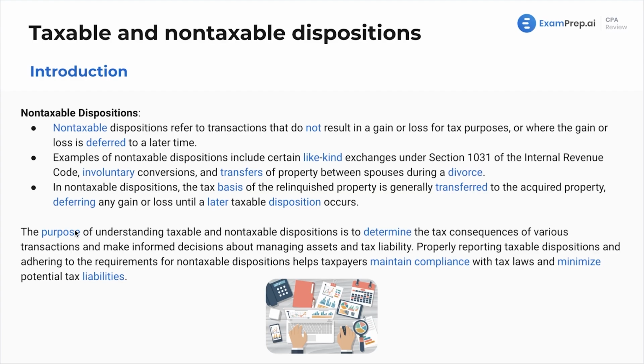The purpose of understanding these two types of dispositions is to determine the tax consequences of various transactions and make informed decisions about managing assets and liabilities. Properly reporting taxable dispositions and adhering to the requirements for non-taxable dispositions helps taxpayers maintain compliance with tax laws and minimize any potential tax liabilities. Sounds good. Pretty reasonable. Pretty straightforward. Let's keep moving along.